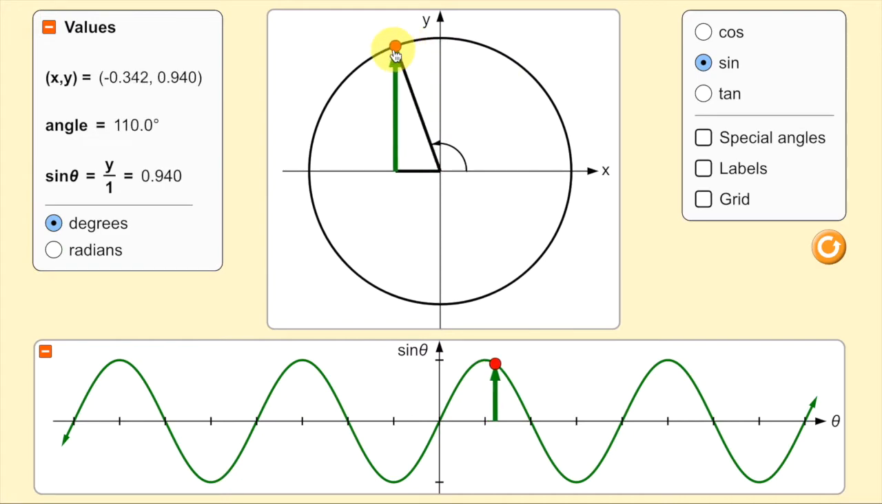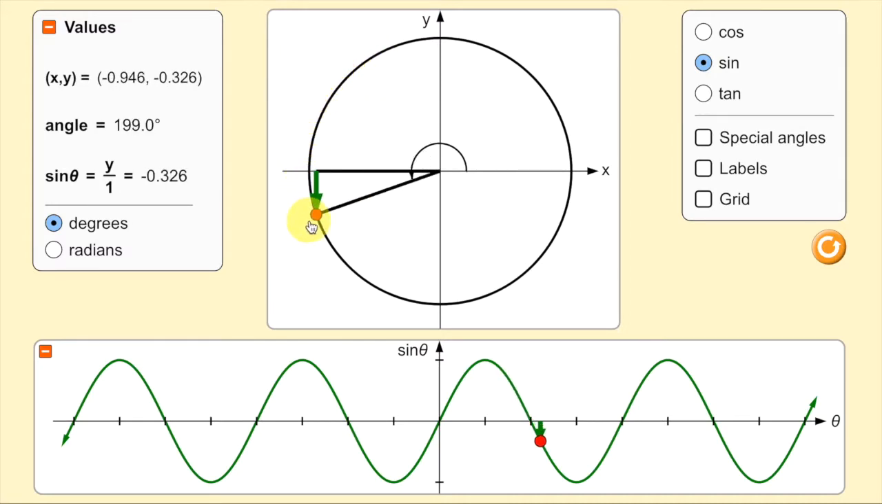All right, moving around into the 2nd quadrant. And again, you can see that the x value is negative, but the y value is positive. So sine of 121 degrees is positive. So sine of any angle in this 2nd quadrant here will be positive.